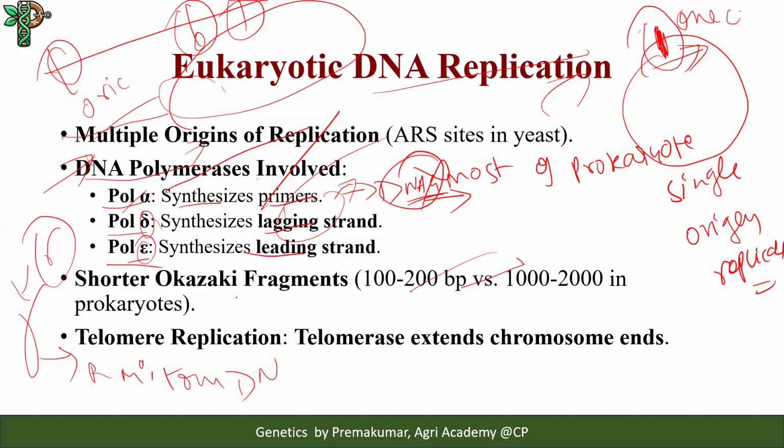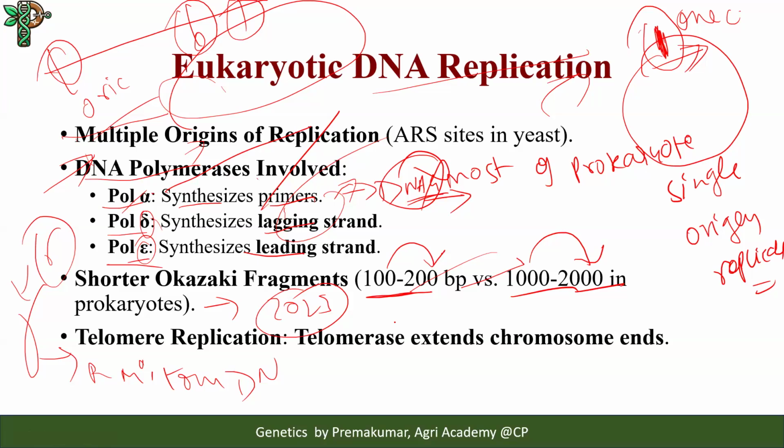One of the differences between prokaryotic replication and eukaryotic replication is the size of the Okazaki fragment. This question was asked in the 2023 exam. In eukaryotes, we have smaller Okazaki fragments, 100 to 200 nucleotides. But in prokaryotes, we have larger Okazaki fragments, 1000 to 2000. Normally we confuse it, so remember this difference also. The size of Okazaki fragments is one of the striking differences between eukaryotic and prokaryotic replication.